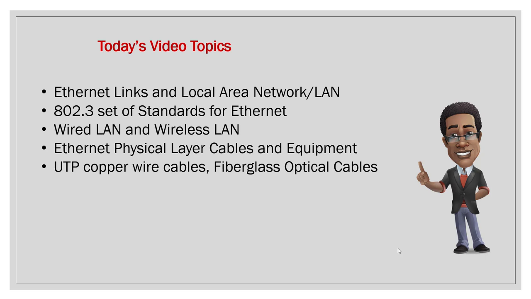The copper wire cables use electricity or electrical circuits to send data down the network, and the fiberglass optical cables use a laser light to send the data through the optical cable down to the next device.